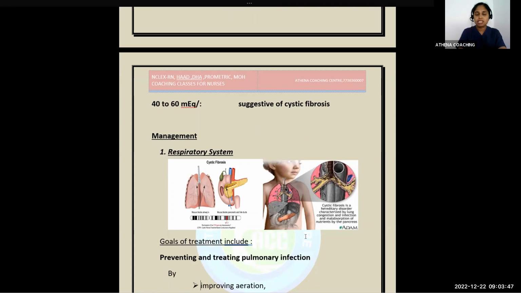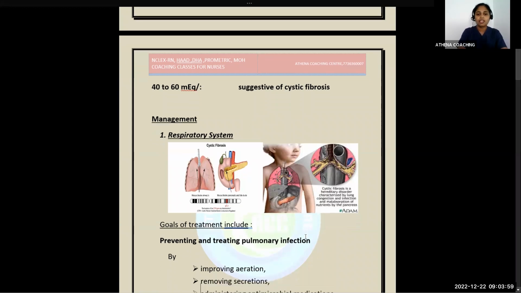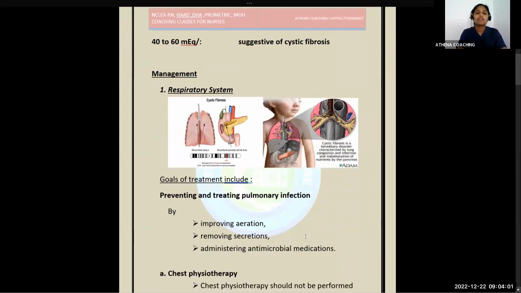So what happens in cystic fibrosis? Normally these secretions are not able to be expelled, so they get accumulated in the respiratory system itself. So what is your goal in management? Please remember the goal. You have to increase the oxygenation. How do we increase oxygenation? Either you can increase the oxygen supply, or the pathway where the oxygen is moving should be open.